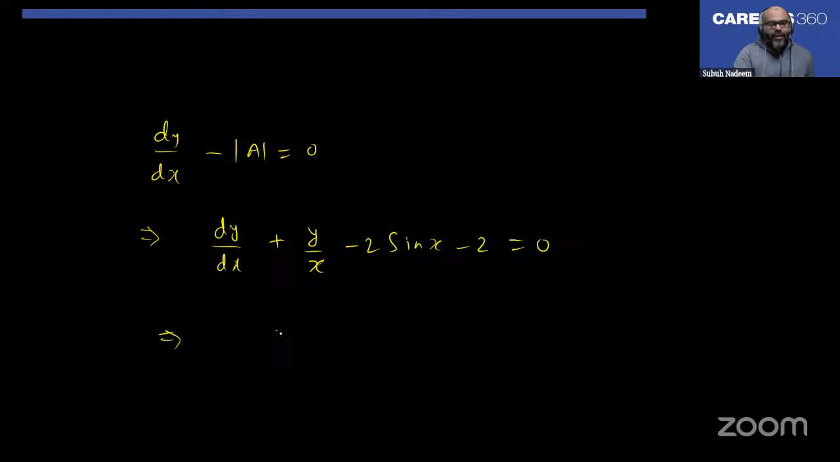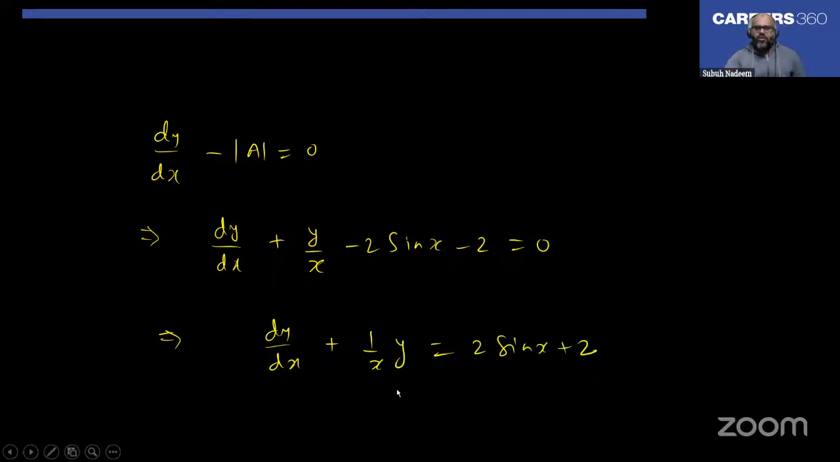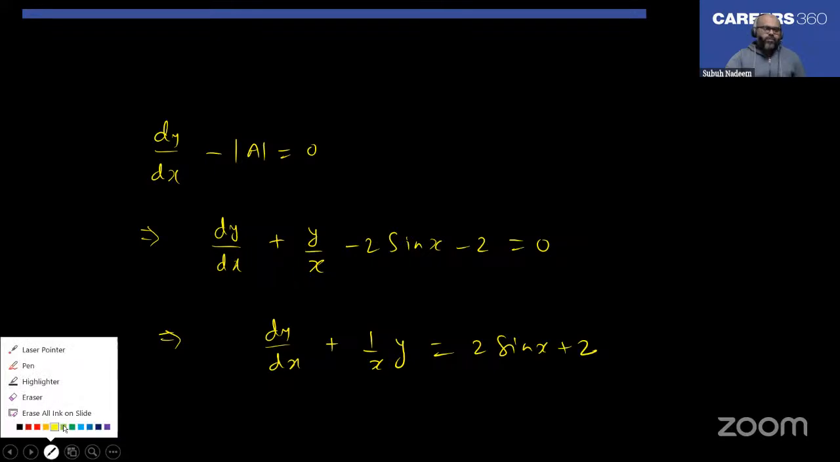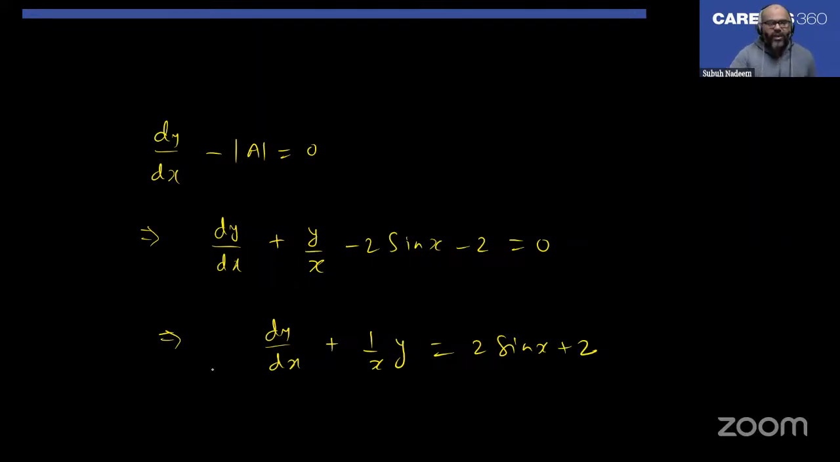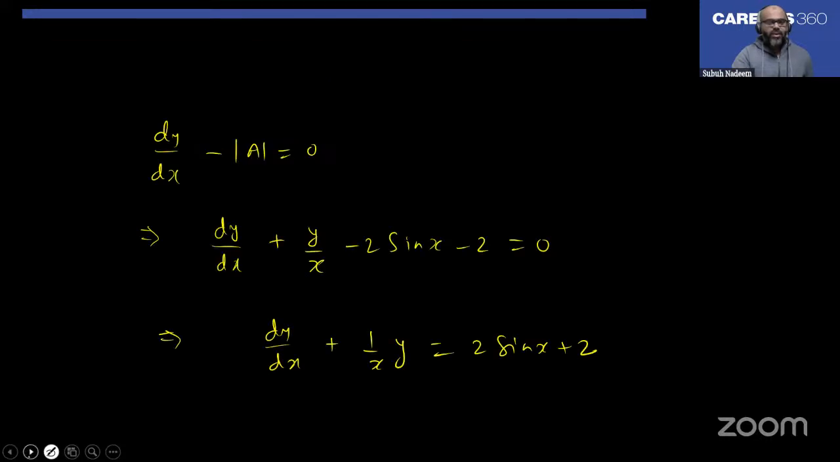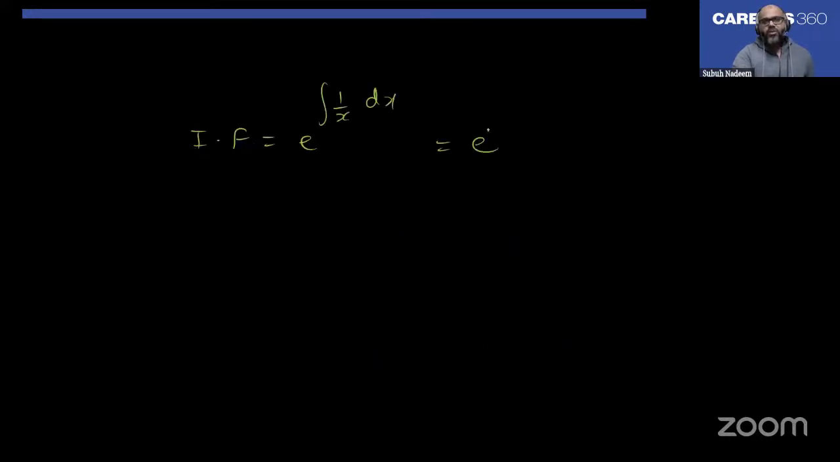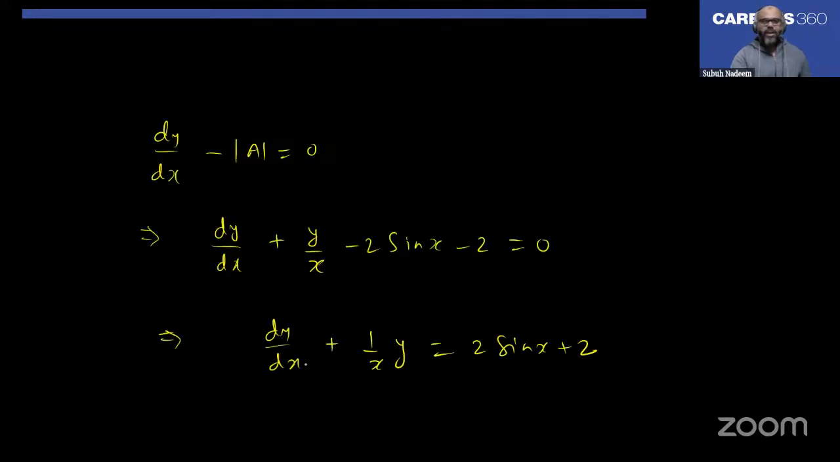So this you can write as dy by dx plus 1 by x y is equal to 2 sin x plus 2. Now this is of the linear differential equation form. So what is the integrating factor here? If you see, integrating factor is equal to e to the power integral of 1 by x dx. This is what is given here. This will become e to the power log x, which will become x. So we multiply by x both the sides.